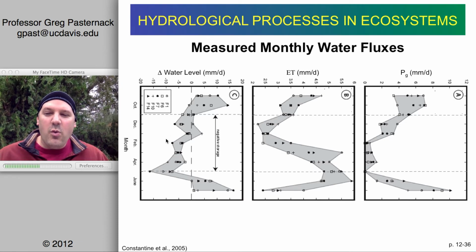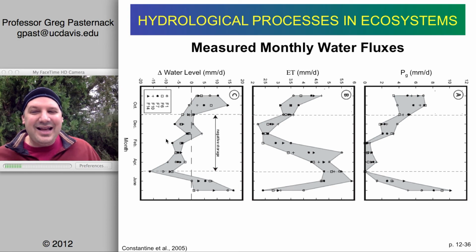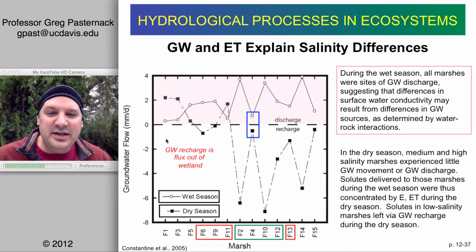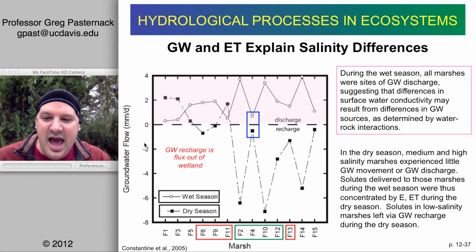If we put this into a water balance, we can interpret this to get some insight about what's controlling salinity. Using the water balance, we can estimate the groundwater flux in millimeters per day, and contrast that between the wet season at the open circles and the dry season with the closed squares. During the wet season, the x-axis shows all these different marshes, and the red squares are the saline marshes, and the green squares are the freshwater marshes.